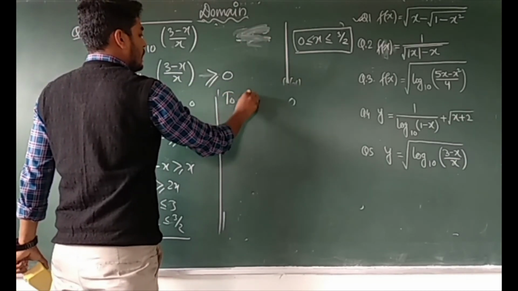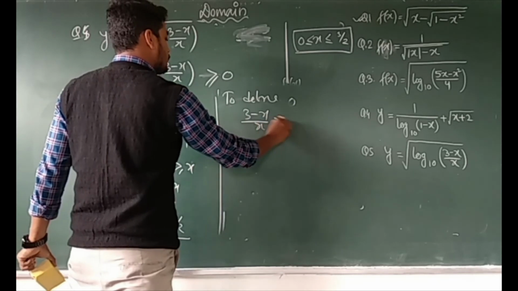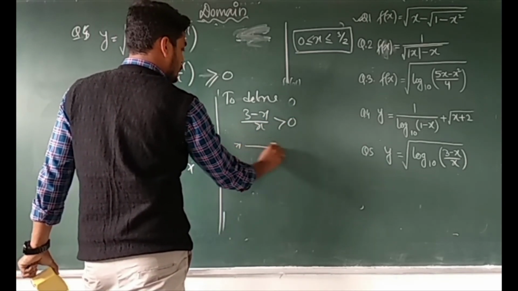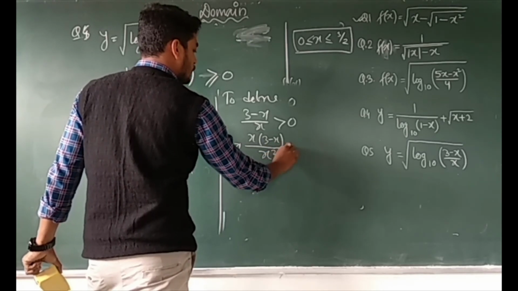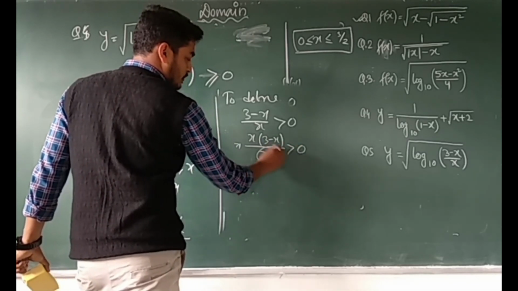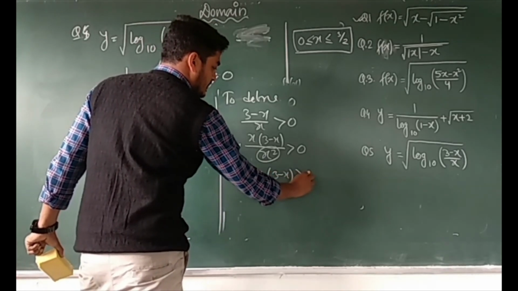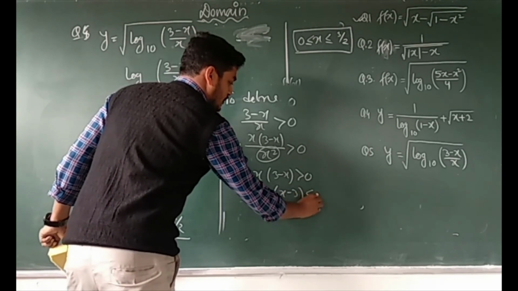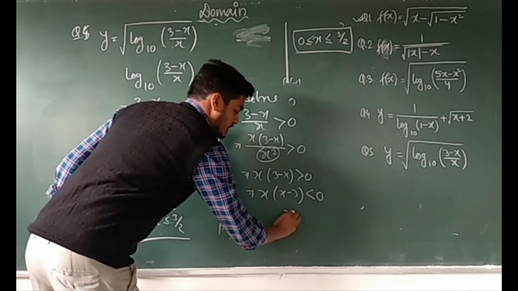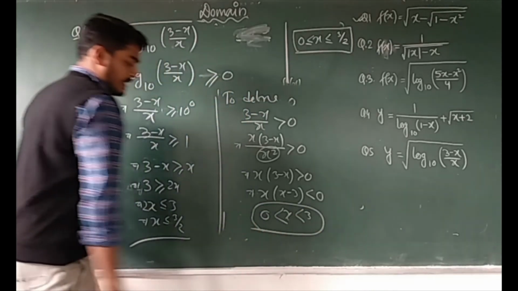to define it, (3 minus x) by x should be simply greater than 0. So x into (3 minus x) by x squared greater than 0. This one is already a positive quantity, so x into (3 minus x) greater than 0. This implies x into (x minus 3) less than 0. This implies x lies between 0 and 3. This is the second condition.